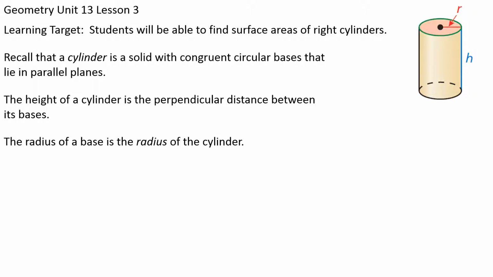For height, we have to be perpendicular. And it's going to be straight vertically up and down, not at some weird slant. So the only two numbers we really have to play with is the radius and the height.